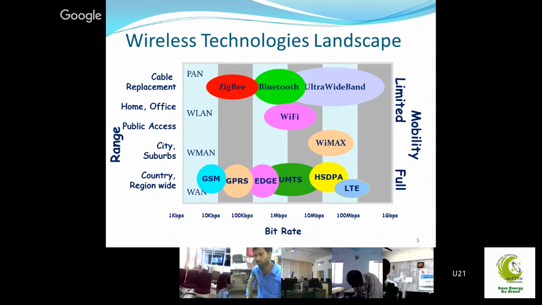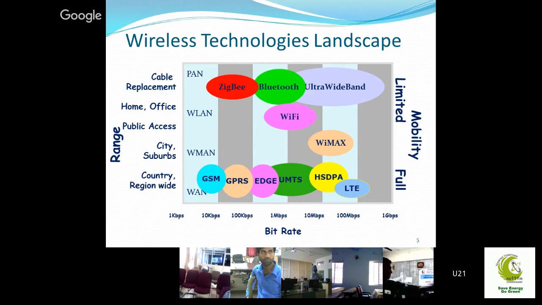On the left hand side, it's showing depending on the range. For example, PAN is personal area network, which is meant for normally cable replacement. Then we are having wireless LANs, wireless metropolitan area networks, and WANs. In PAN, we are having technologies like ZigBee, Bluetooth. In WLAN, we are having Wi-Fi, then WiMAX and WMAN. And we are having mobile communication technologies, which is basically what we have shown here is GSM evolution, like GSM, GPRS, UMTS, HSDPA, and LTE. We will be discussing these technologies in detail.